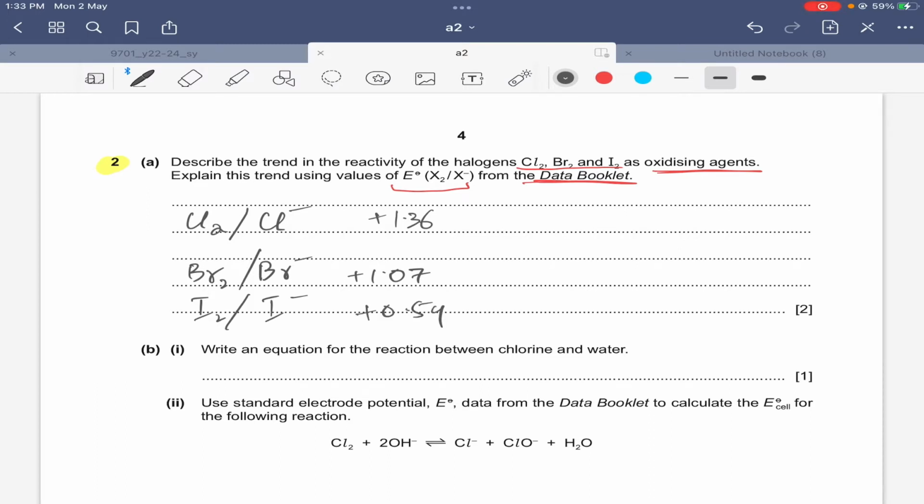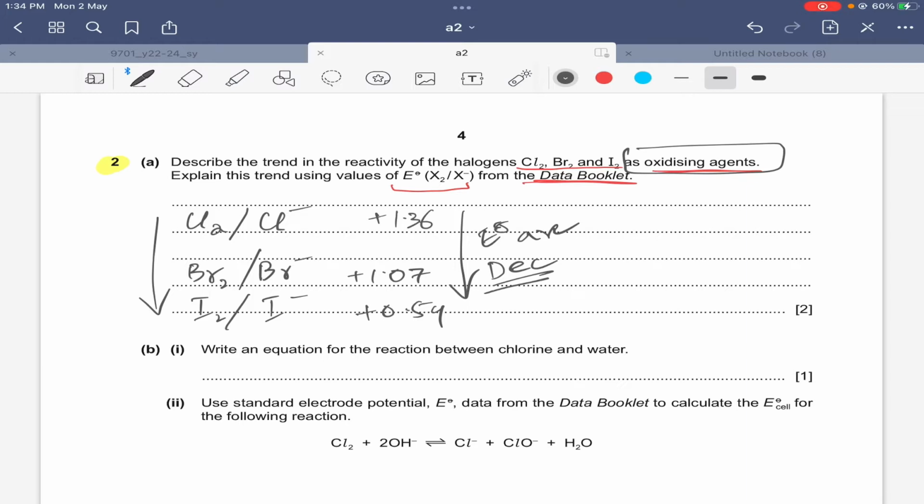So as you can see, the E0 or electrode potential values are decreasing as we go down the group, from chlorine to bromine to iodine. If E0 values are decreasing, they are getting less positive. That means the strength as an oxidizing agent is also decreasing, because the more positive the E0 value, the higher the chance of the element getting reduced.